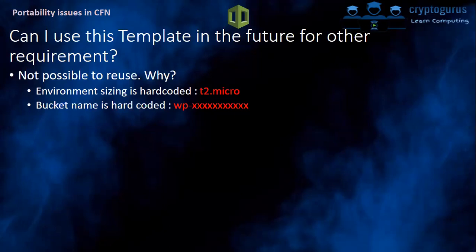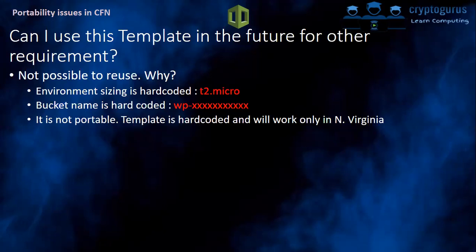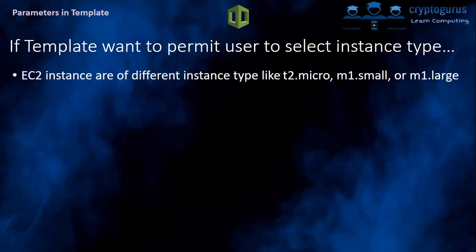Another problem is that the bucket name is hard coded. So we have to find some way such that the bucket name does not get conflicted. And obviously this particular template is not portable, because everything is hard coded in the template. Like we have seen, the AMI that we are using is specific to North Virginia. So how can we overcome all these issues?